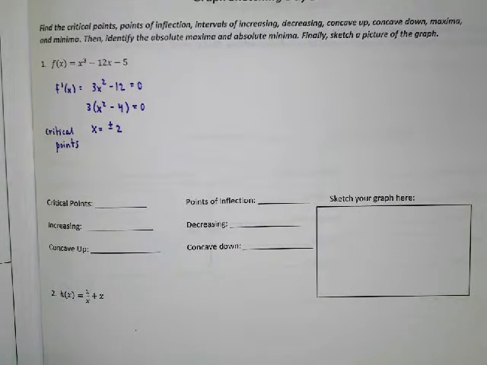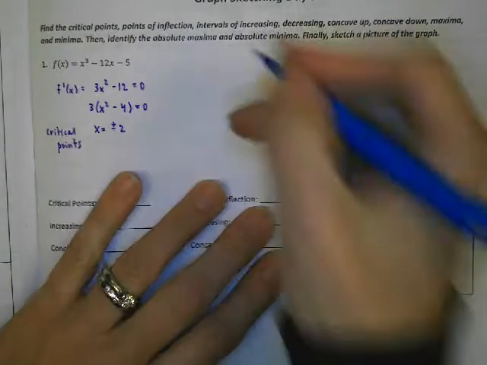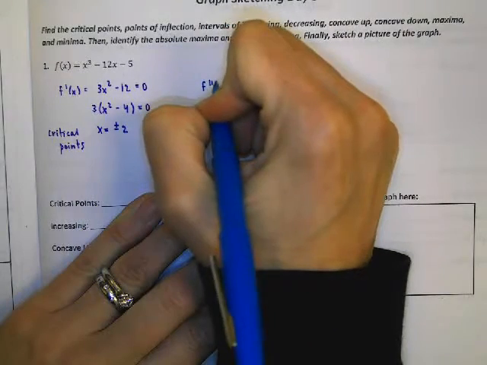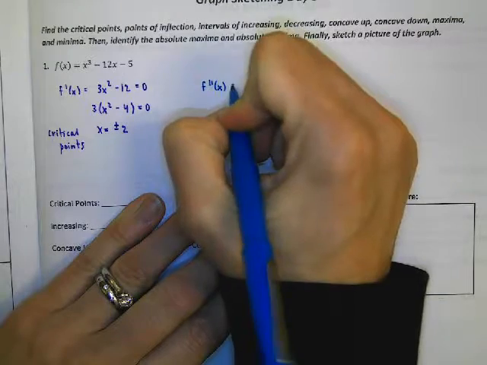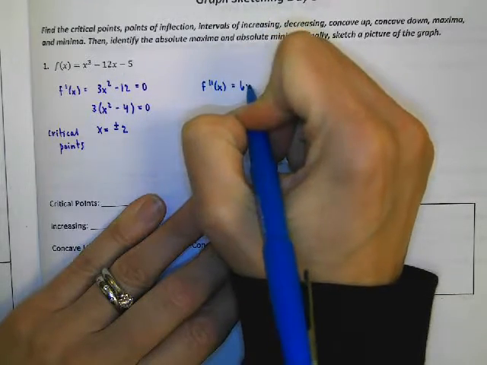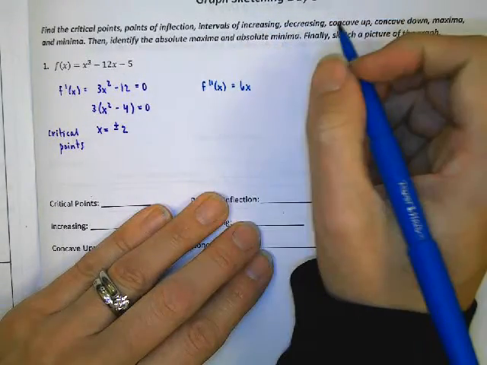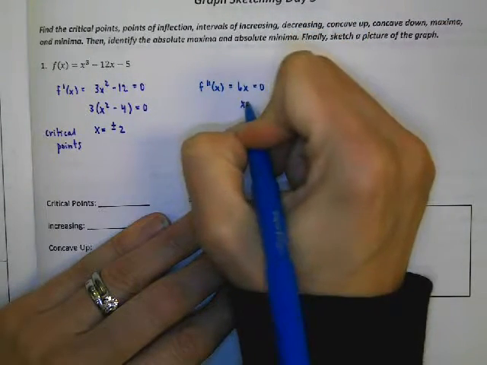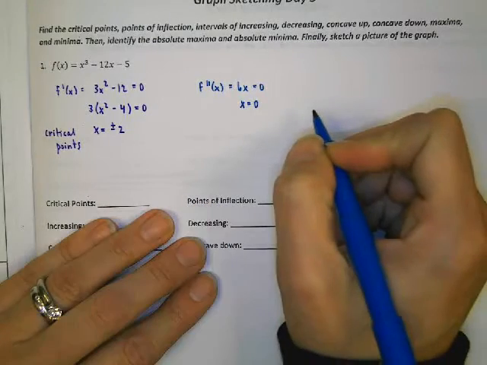So the next thing I want to do is find out where my possible points of inflection are. And we know that has to do with the second derivative. So we're going to find f double prime of x, and that's going to be 6x. Nice and easy to work with. So I want to know when that's equal to 0. And obviously that's going to be x equals 0.